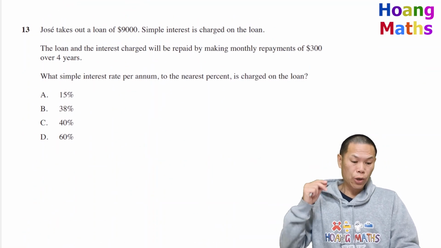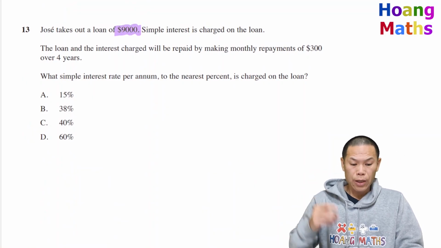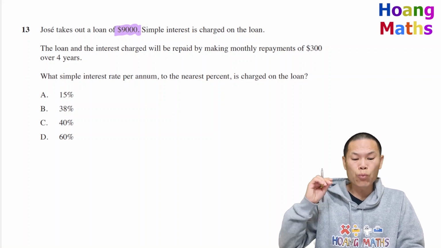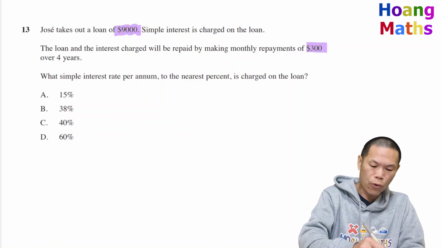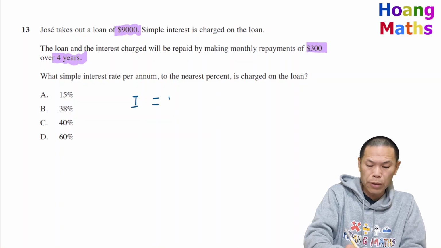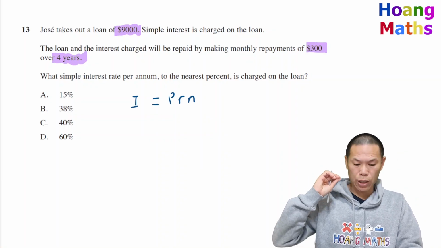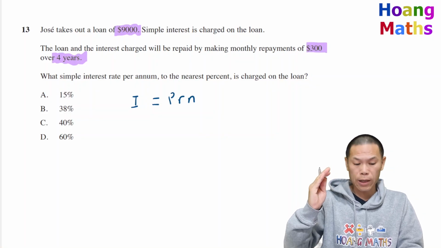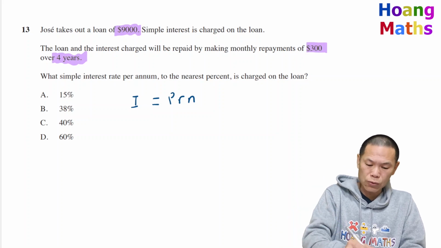Question number 13. Joyce takes out a loan of $9,000. Simple interest is charged on the loan. Calculate the interest charge will be repaid, making monthly repayments of $300 over 4 years. So we know that the simple interest is I equal PRN. Keep that in mind. But then we need to work out the interest first. So we know the interest is equal to the total amount that Joyce had to pay minus the amount that she's borrowed.